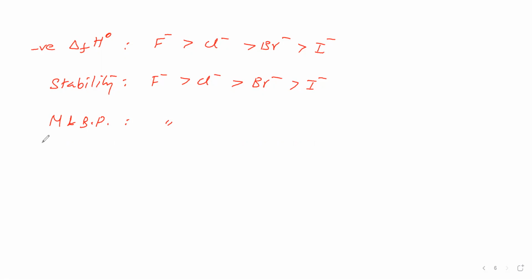Among the alkali metal halides, lithium fluoride solubility is low. What is the reason? And cesium iodide solubility is also low. Why is it so? What is the reason? That we'll see.